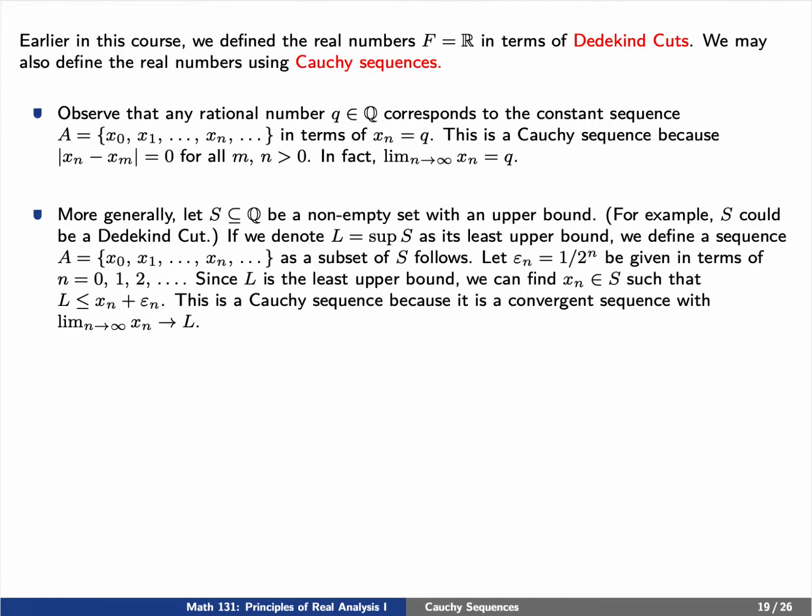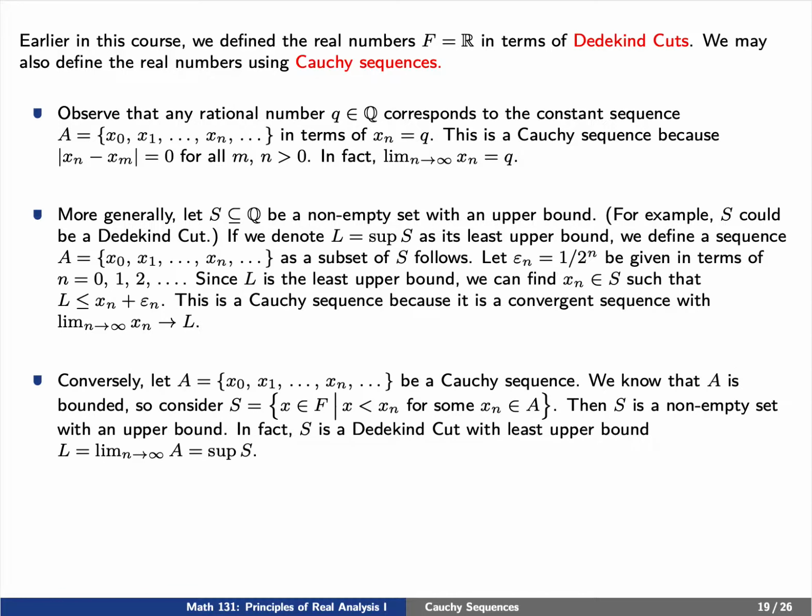More generally, let's let S be any non-empty subset of the rational numbers that has an upper bound. For example, S could be a Dedekind cut, but it doesn't need to be. Since we know that this has a least upper bound, again, remember that we're embedding things inside of the real numbers, we can define a subsequence as a subset of S as follows. Let's let epsilon sub n be 1/2 raised to the nth power. In this case, by using the properties of the least upper bound, we can find a collection of elements x sub n in S such that x sub n plus epsilon sub n is greater than or equal to L. This actually defines a Cauchy sequence because it is a convergent sequence that tends to L.